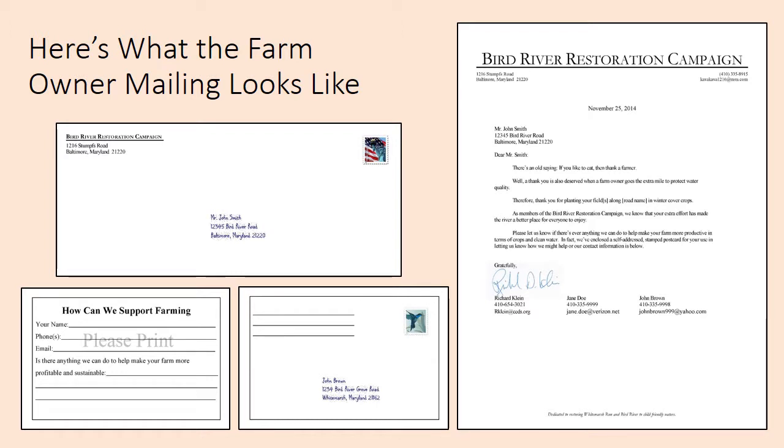This is what the package would look like if you were writing to thank a farm owner for cover crops. The letter is signed by you and your teammates. Print your name and address on the postcard so it comes back to you. Print the farm owner's address on the envelope. You'll receive 34-cent postage stamps. We ask that you apply a first-class stamp to the envelope, then mail the package.